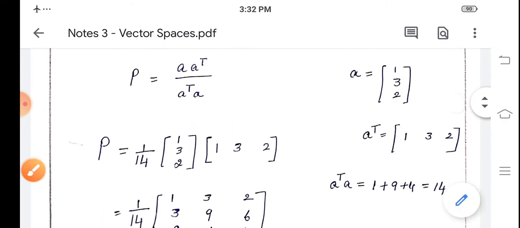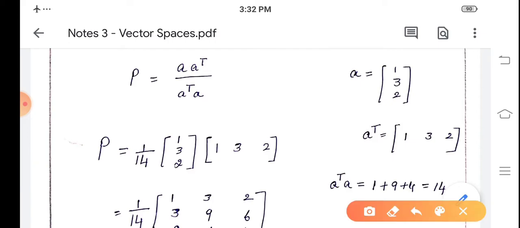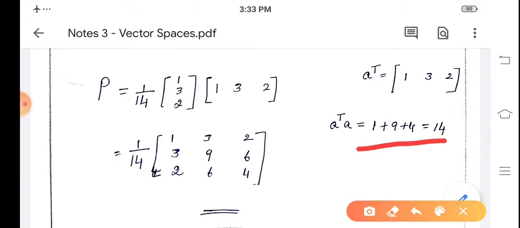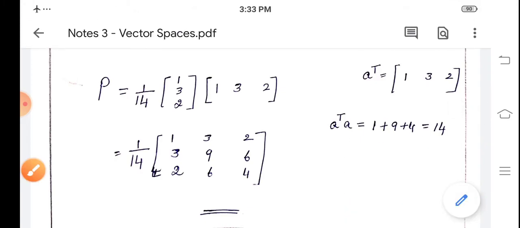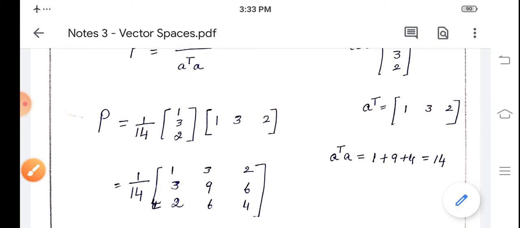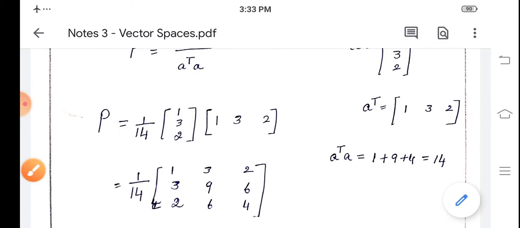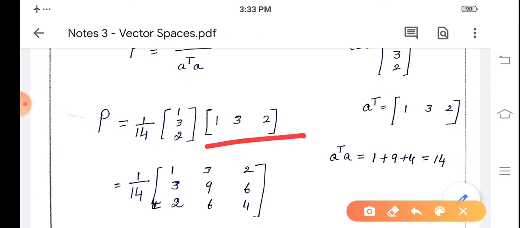So here we find A transpose A. We can find A transpose A by multiplying this. A transpose into A. That will be 1 into 1 plus 3 into 3 plus 2 into 2. That is A transpose A is equal to 1 plus 9 plus 4 equal to 14. Now we substitute A transpose A in the formula. So we are getting P is equal to 1 by 14 into A A transpose. That is A is column vector 1, 3, 2 and A transpose is row vector 1, 3, 2.